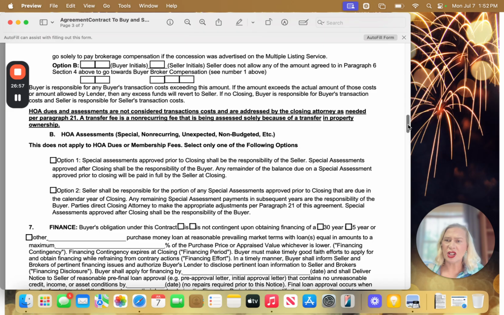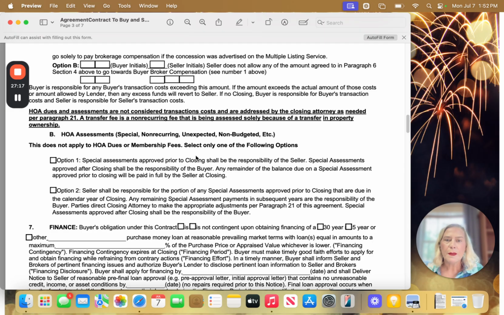Now the next section does talk about the HOA assessments and what is non-recurring, what is unexpected, what is non-budgeted, who's going to pay for these special assessments that are a part of the deal. You don't know sometimes if there are any special assessments, quite frankly, until a little bit closer to closing. Sometimes they sneak up on you. Sometimes they just shock you.